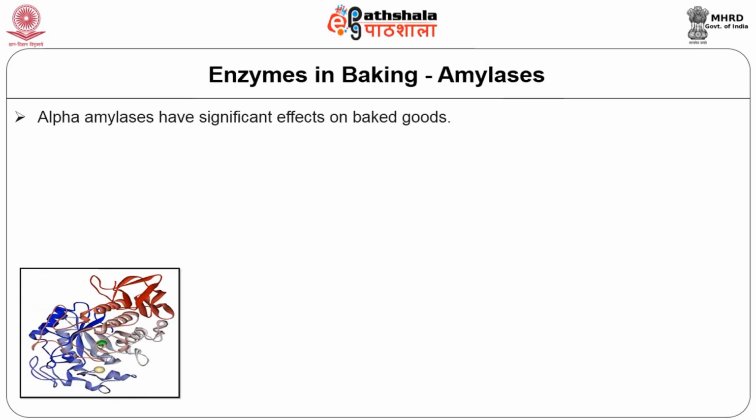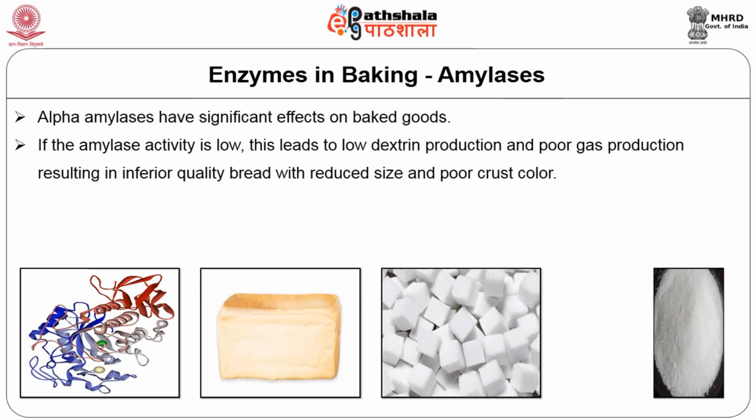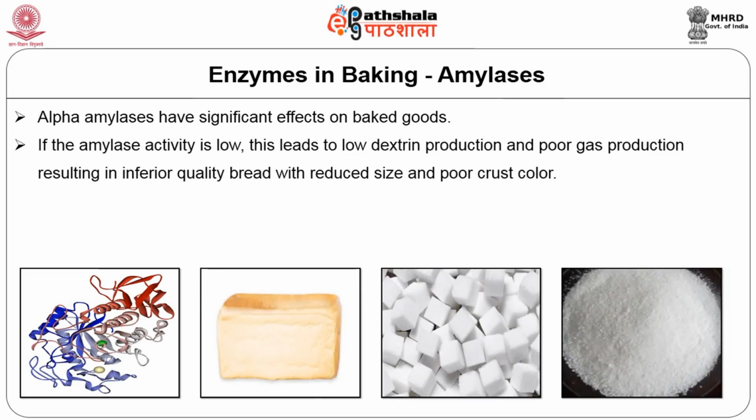Alpha amylases have significant effects on baked goods. If the amylase activity is low, this leads to low dextrin production and poor gas production. This in turn results in inferior quality of bread with reduced size and poor crust color. To compensate for the deficiencies of the grain, it is necessary to add either sugar or alpha amylase.